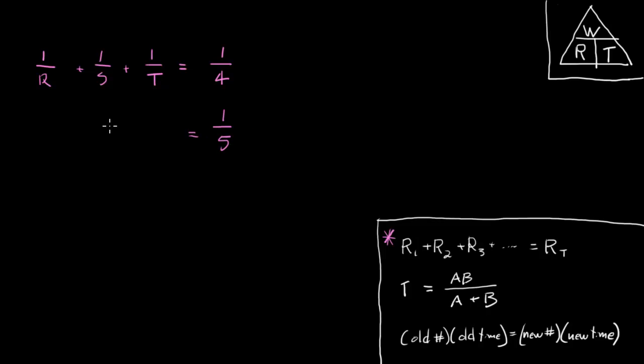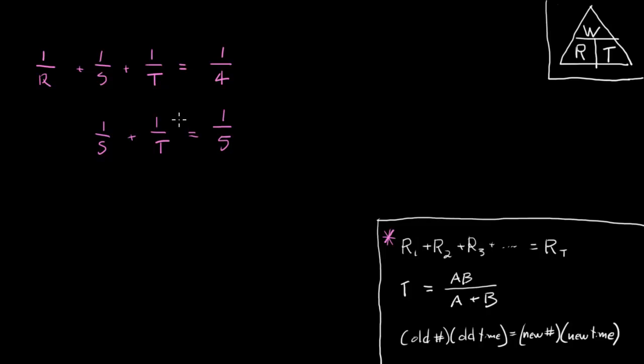And S's rate is still the same. S's rate is still one job per S hours. And T's rate is still one job per T hours. So now we've got two equations, although there are still three variables in the mix, so we won't be able to solve for every single variable. So what is the variable that we want?